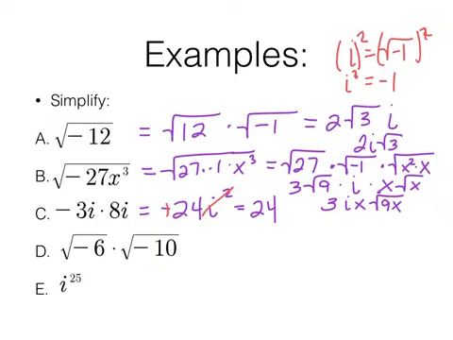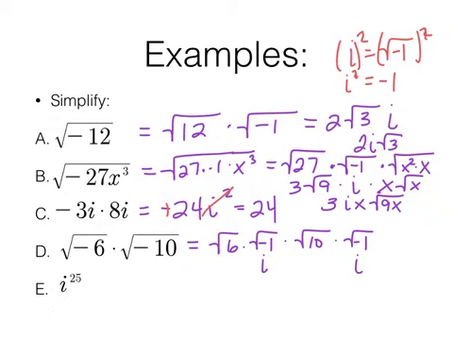All right, square root of 6 times the square root of negative 6 times the square root of negative 10. Let's separate it out first. The square root of 6 times the square root of negative 1 times the square root of 10 times the square root of negative 1. Square root of negative 1 is i. Square root of negative 1 is i.